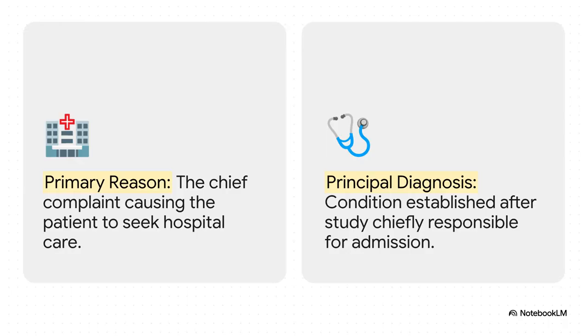Because of that, getting the very first ingredient right, the principal diagnosis, is an absolute must. But watch out, because there's a huge trap right here. The principal diagnosis is not always the primary reason for admission. Let me explain. The primary reason is just the chief complaint on day one. Let's say severe shortness of breath. But the principal diagnosis, that's the condition established after study to be chiefly responsible for the admission. So if testing proves that the shortness of breath was actually acute respiratory failure, that becomes your principal diagnosis, and that one distinction drives the entire payment category.